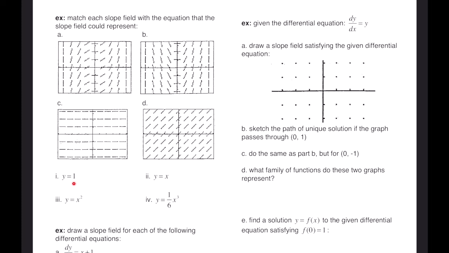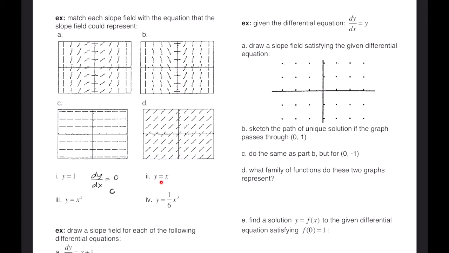So we're going to take this equation and take the derivative with respect to x. So we get dy/dx equals, and over here, the derivative of 1 is 0. So that means for the entire slope field, we're going to have lines with slope equal to 0, or horizontal line segments. So that's going to correspond to graph C, where you can see that every line is a horizontal line. Okay, next we're going to do the same thing.